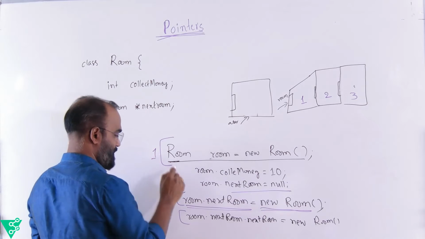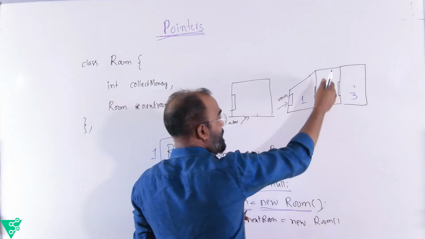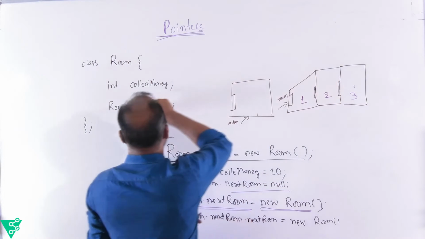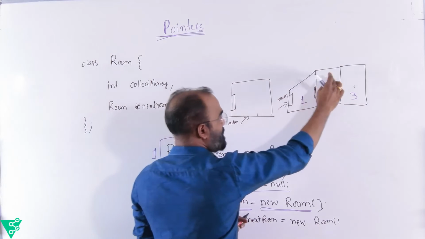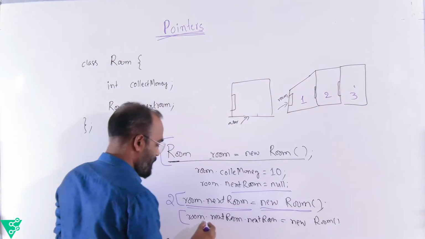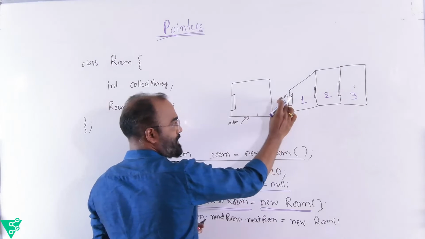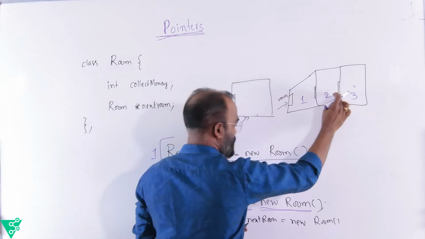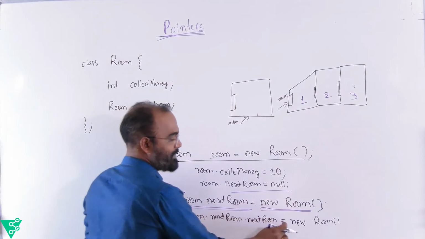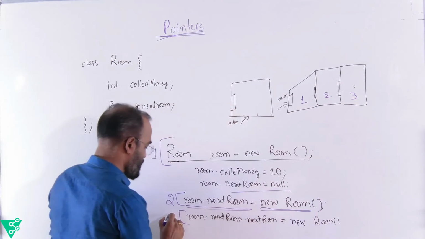This is the first one. Then you didn't stop there. You didn't put any money there. You didn't assign any money value here. But you moved on. You created one more. So how do you create one more? You only have the reference to this room dot next room dot next room. Room dot next room dot next room is equal to new room. So you just created the third one.